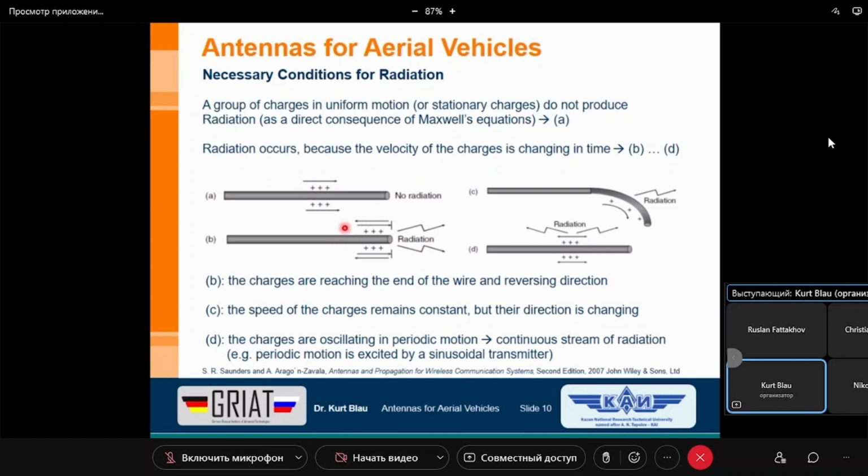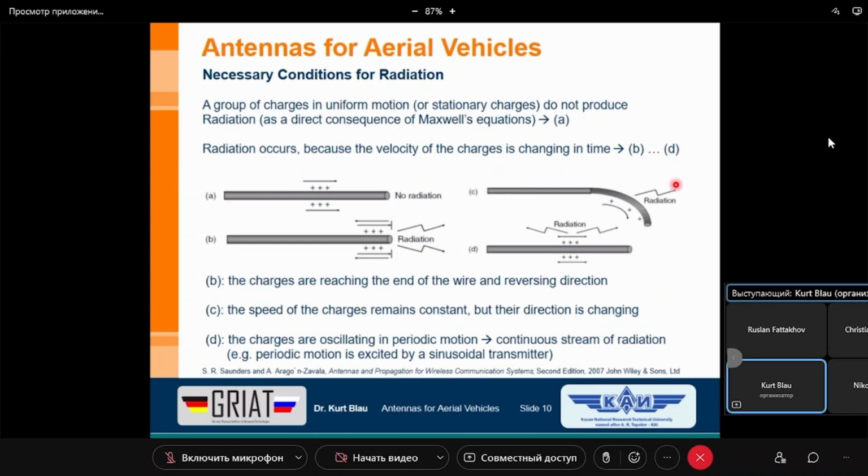radiation effect. Okay, another example, but it has the same background. We have a wire here. We also assume again a straight wire with constant current flow.